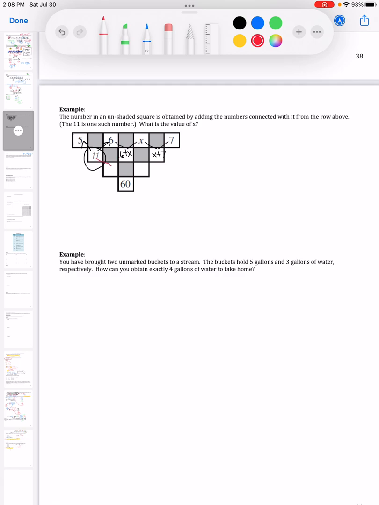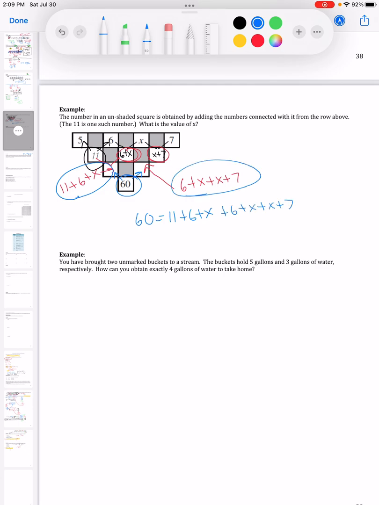So this next one right here would be 11 plus 6 plus x. That was what would go right here. And on this one, you would have 6 plus x plus x plus 7. You would have that one and that one together. And then this very bottom one, 60, is found from adding those two right above it. So 60 is found from this guy and this guy.